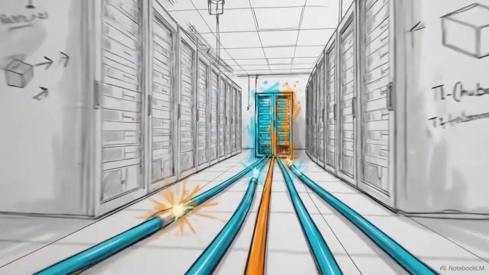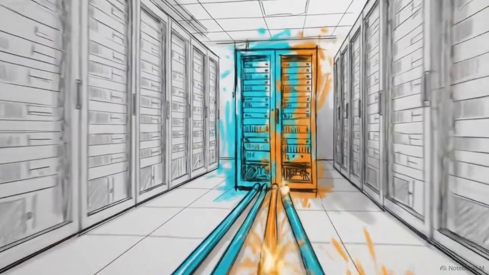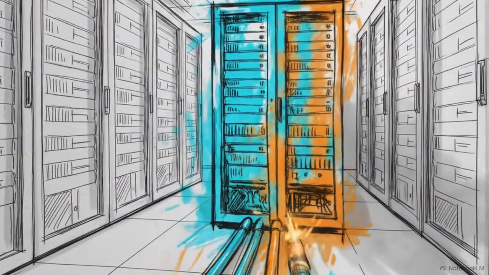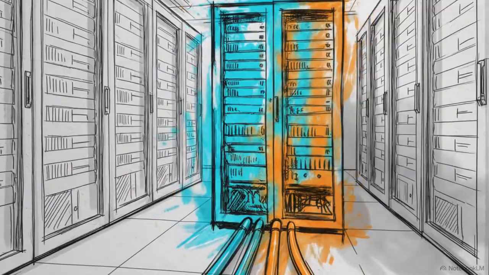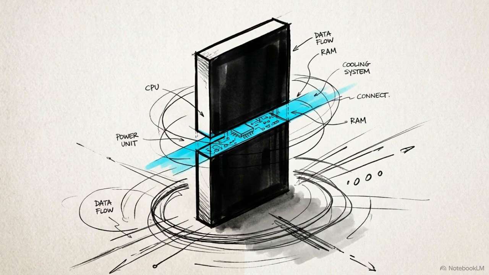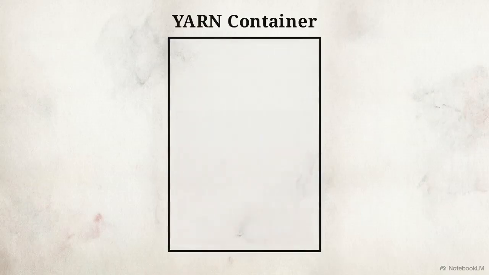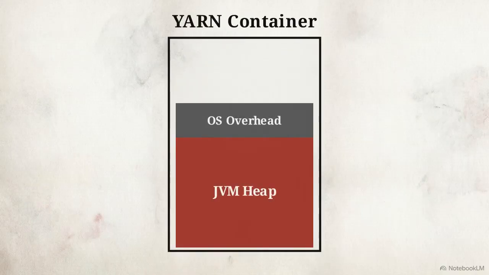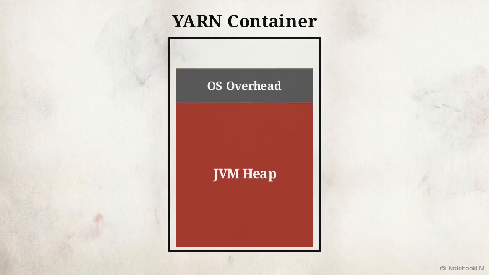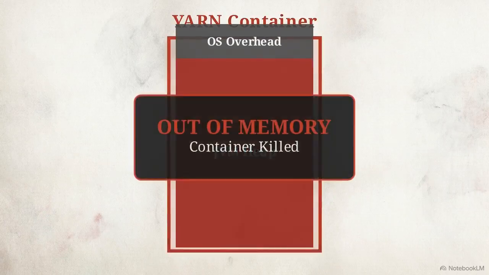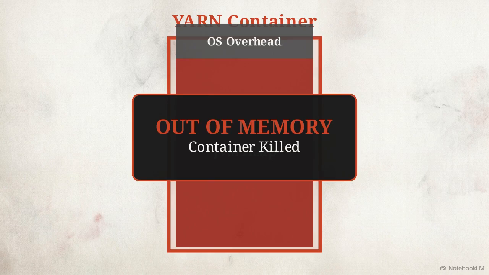Right-sizing the macro architecture stops idle waste, but deep optimization requires looking at how the cluster behaves when it is actually under load. To find the next inefficiency, we have to look inside a single worker node. Inside the YARN container, memory is split into the JVM heap for execution and the OS overhead for native libraries and buffers. If the JVM heap expands too far, it triggers a hard limit. This is a container breach or an out-of-memory error.